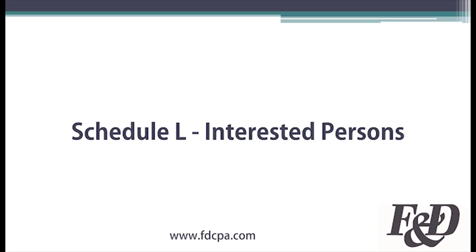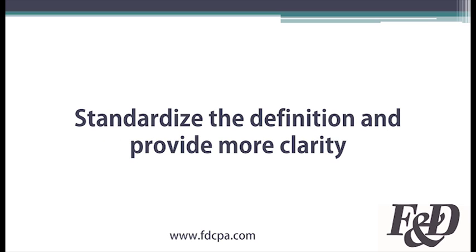Onto the Schedule L, your interested persons schedule, there were some changes that came into play for Part 2, which was loans to and from interested persons. Also some changes for Parts 3 and 4, which are grants or assistance benefiting interested persons and business transactions involving interested persons. Basically, the changes were to help standardize the definition and provide more clarity to what an interested person actually was. In years past, the definition of an interested person differed from each part of the Schedule L. Part 1, Part 2, Part 3, or Part 4.